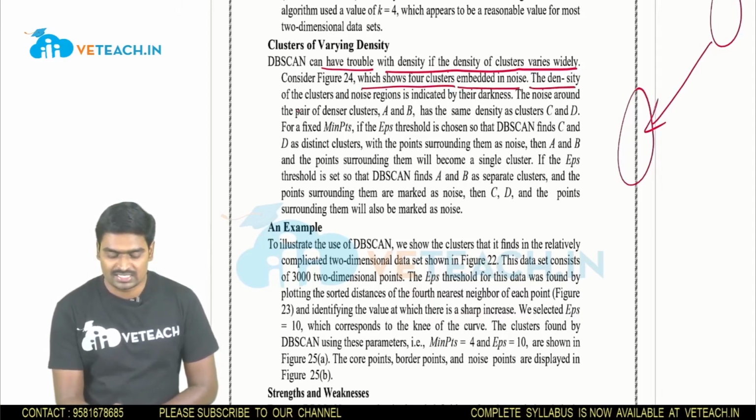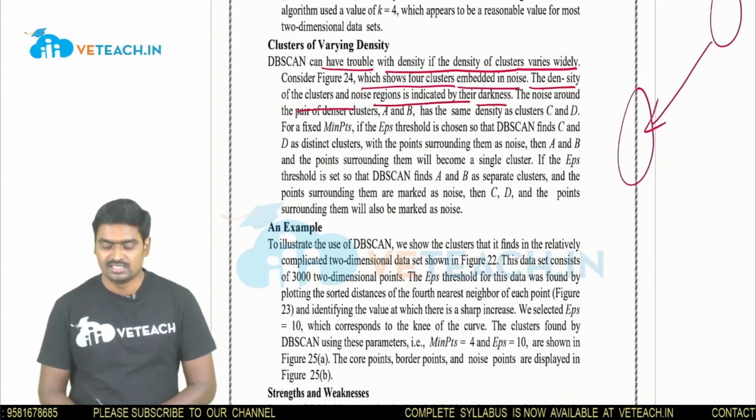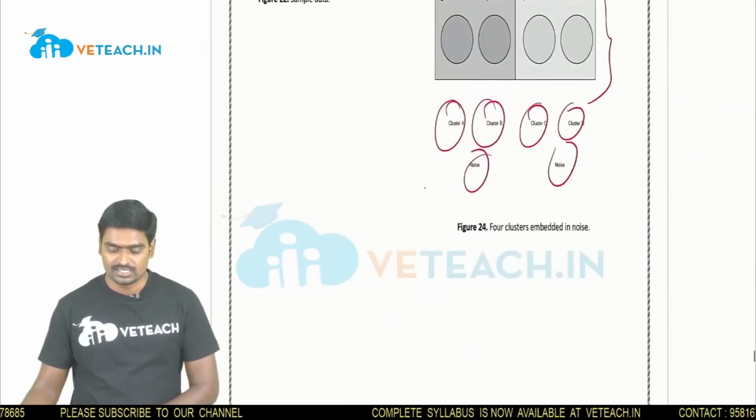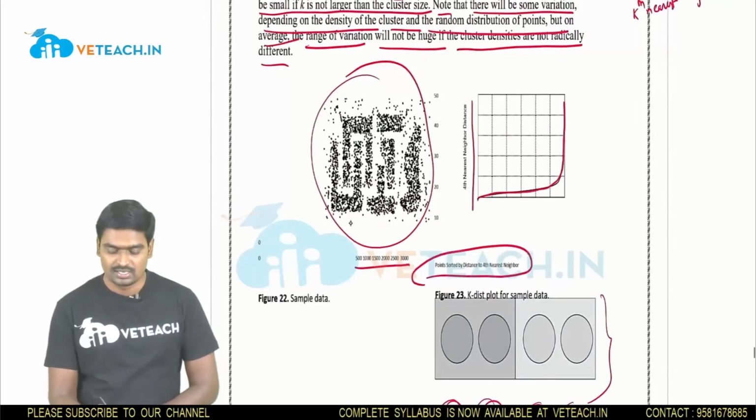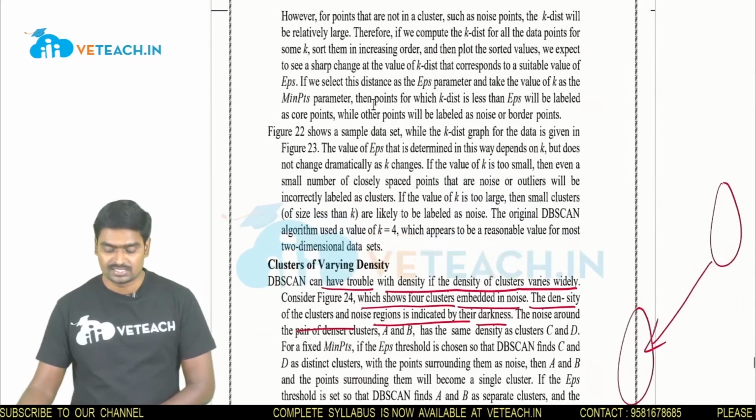The density of clusters and noise regions is indicated by their darkness. What is the darkness? This is the darkness of the variables, the darkness of the data objects.